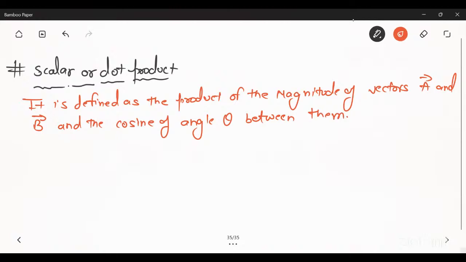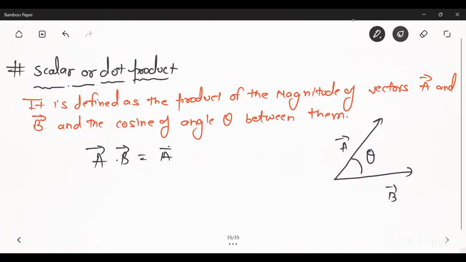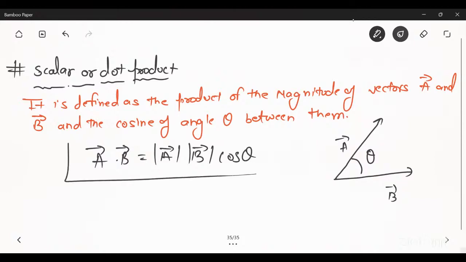Okay, so that was one vector, B vector, that was the other vector, A vector, and the angle between them is theta. So the scalar dot product A dot B is equal to mod A mod B cos theta. Okay, clear? Now, special cases.